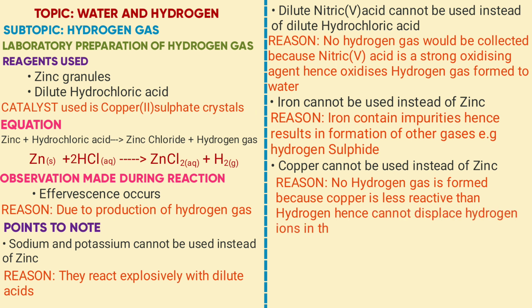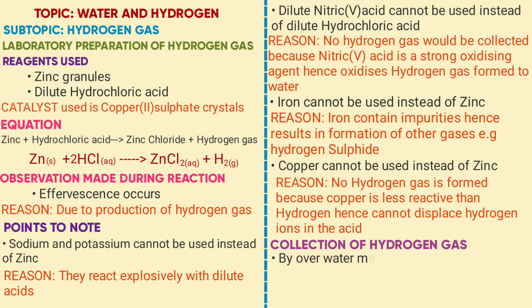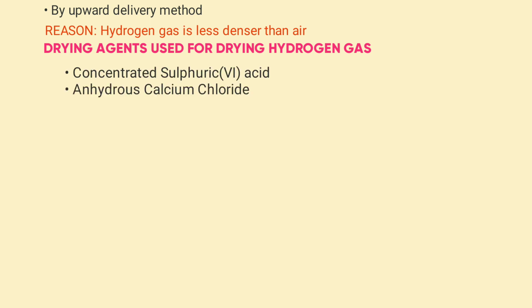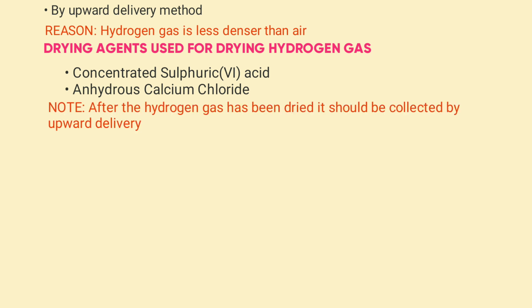Now collection of hydrogen gas. Hydrogen gas can be collected by the over water method. Reason: because it is slightly soluble in water. It can also be collected by upward delivery. Reason: it is less dense than air. Now drying agents used to dry hydrogen gas include concentrated sulfuric acid and anhydrous calcium chloride. Note that after the gas has been dried, it should be collected by upward delivery.